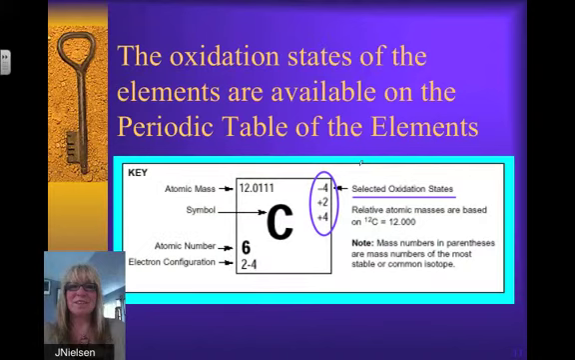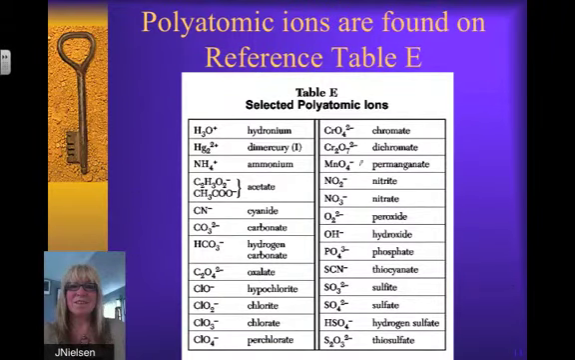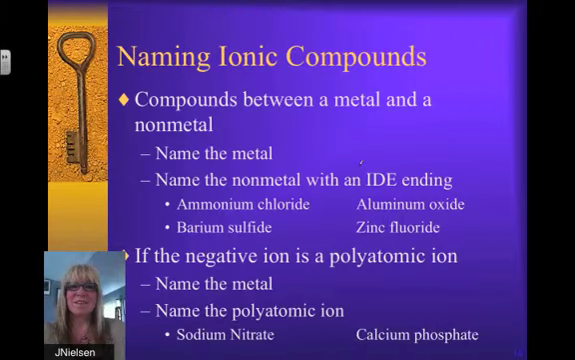Remember, the oxidation states are in the upper right-hand side of the element box. Polyatomic ions are found in Table E. And let's quickly review naming. Between a metal and a nonmetal, you're going to name the metal and change the ending of the nonmetal to IDE.